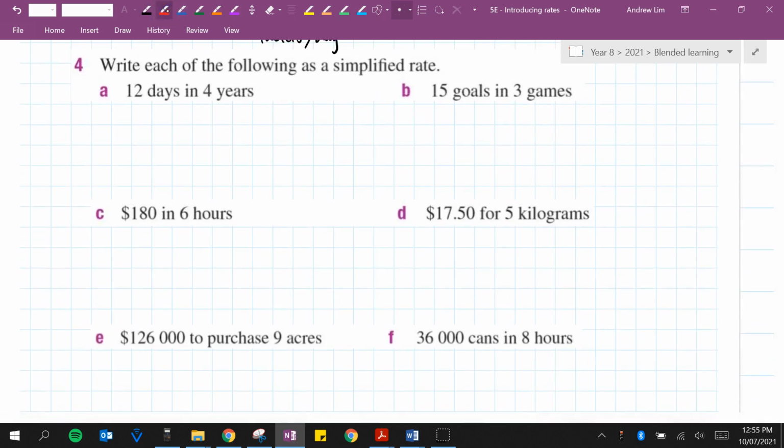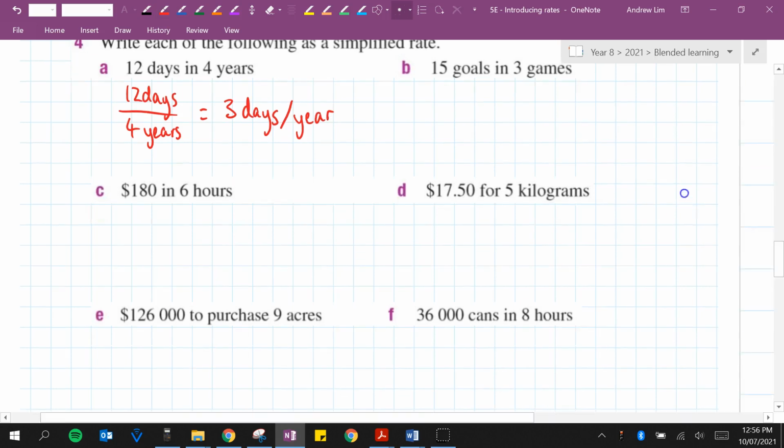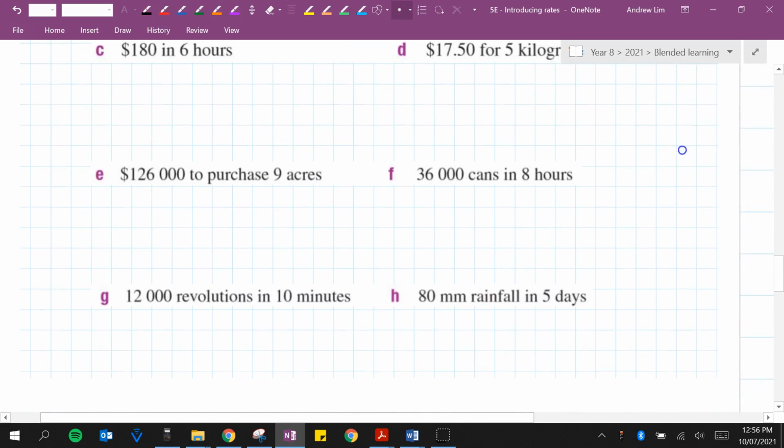Alright, question 4. I'm going to do 4A with you, and then I want you to have a go with the rest of question 4 by yourselves. Right, each of the following is a simplified rate. 12 days in 4 years. 12 divided by 4 is 3. So that's 3 days per year. Okay, pause the video. Have a go with B, C, D, E, and F, and G and H.